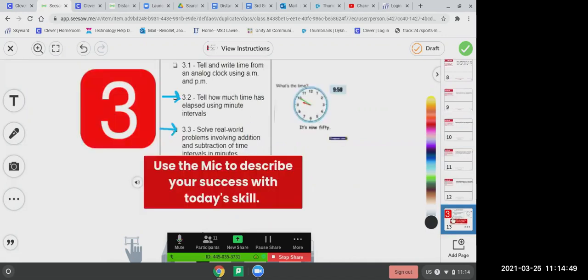Then on slide number 13, I want you to use the microphone and record yourself. Tell me about your success today with using elapsed time. Were you able to tell how much time has passed? Were you able to solve real-world problems with addition or subtraction of minutes? When you are finished, you will turn in with the green check.